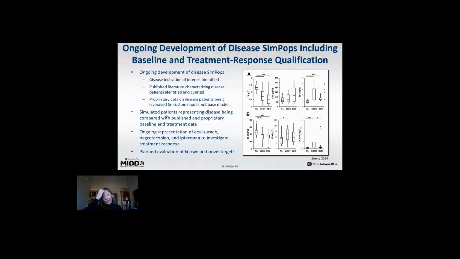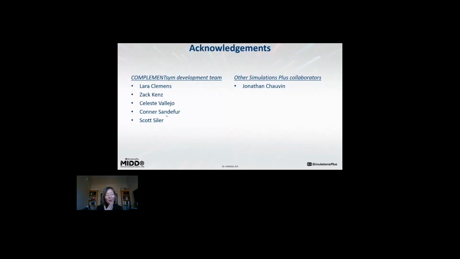So with that, I'd like to thank our pharma partner for making this possible, but also the complement development team who have invested an enormous amount of effort and work in putting all this together, as well as Jonathan Chauvin from our Lixoft division, who has helped us with the representation of PK for some of our treatments of interest. And with that, I know we are close to time, but I'll turn it back to you, Andy.